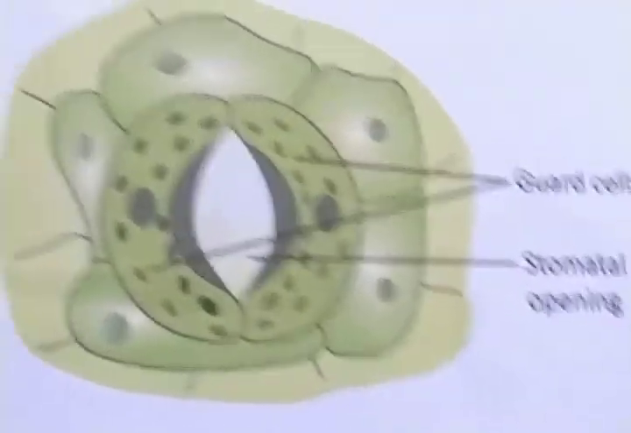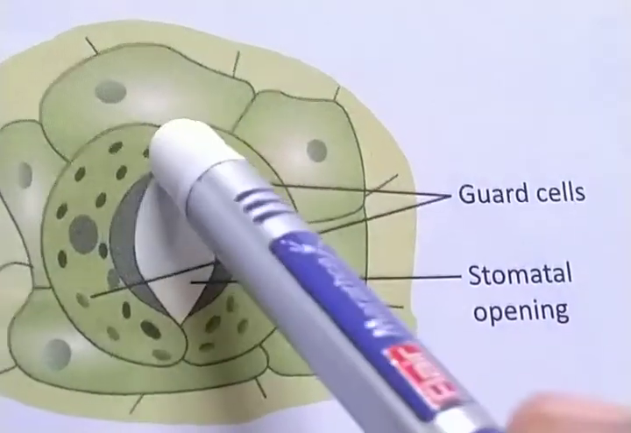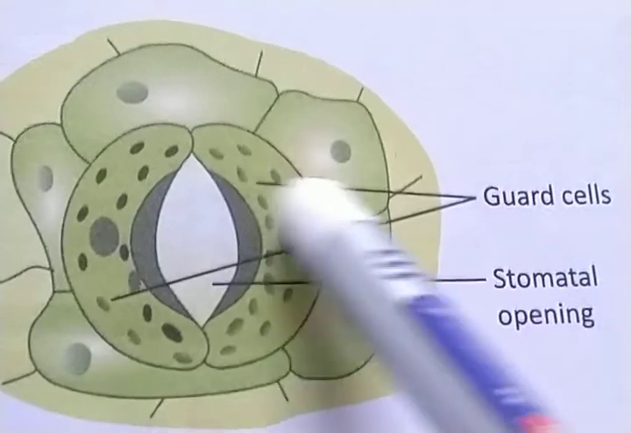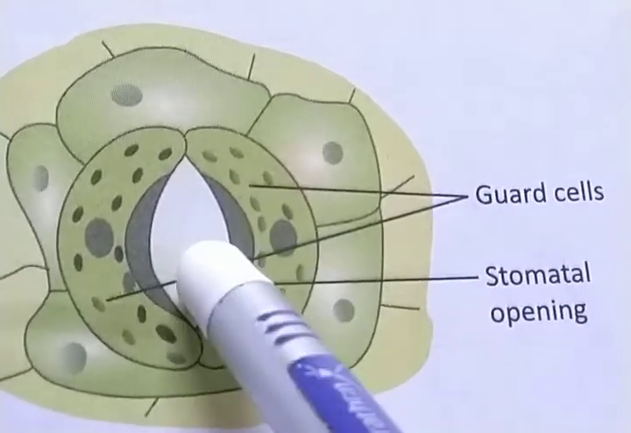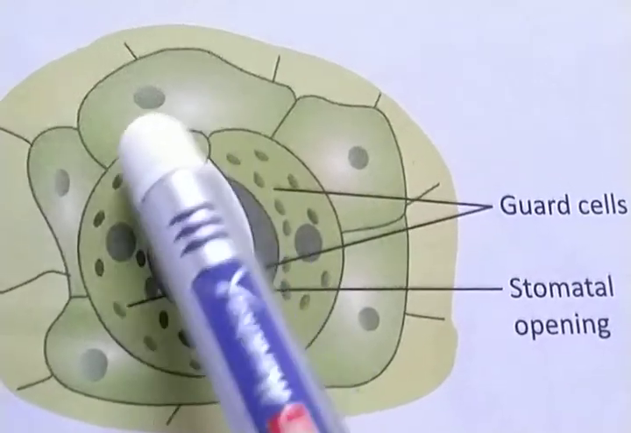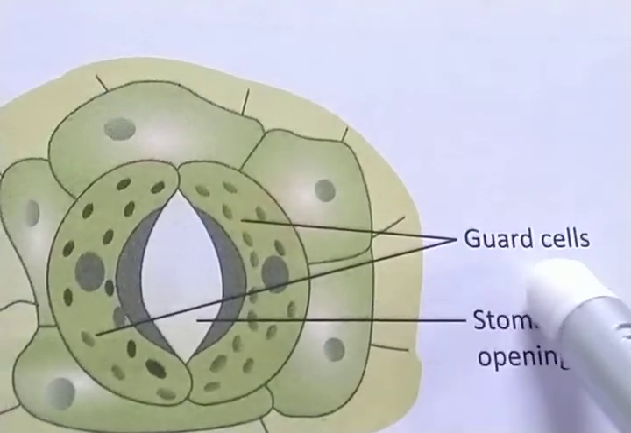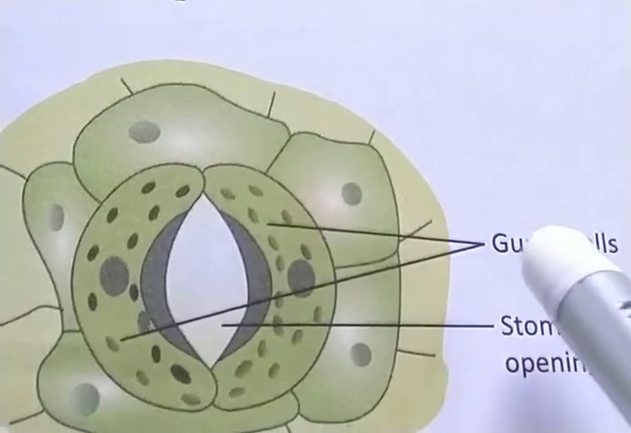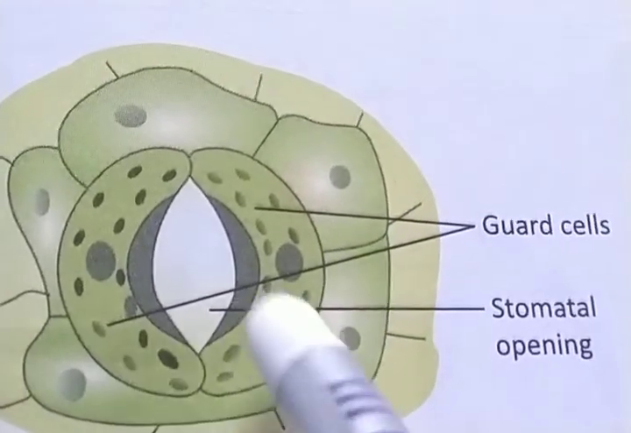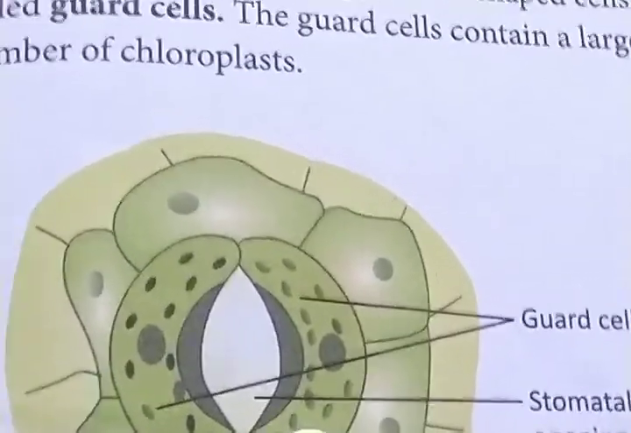So look at the figure here. It is a stomata. Between the guard cells, here is a gap. The gap portion is also known as stomata. The gap is surrounded by two bean-like shapes that are also known as guard cells. They help control the opening and closing of the stomata, and they consist of lots of chloroplasts.